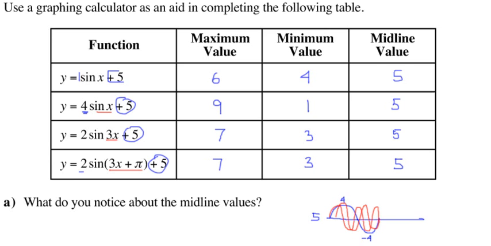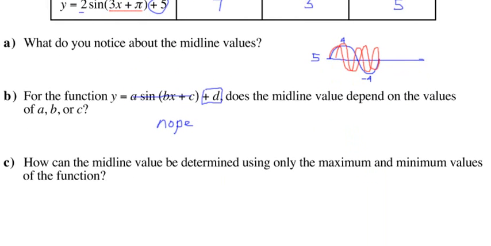Oh, I'm sorry. I need to scroll my view for you. For the function, they said, does the midline depend on A, B, or C? The answer is no, it doesn't. The midline is D, and it doesn't care what any of these other values are.